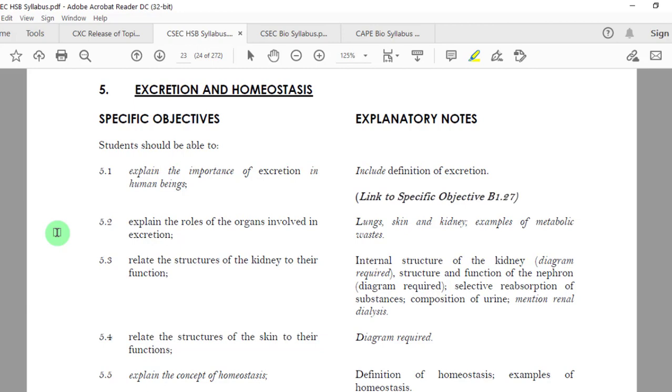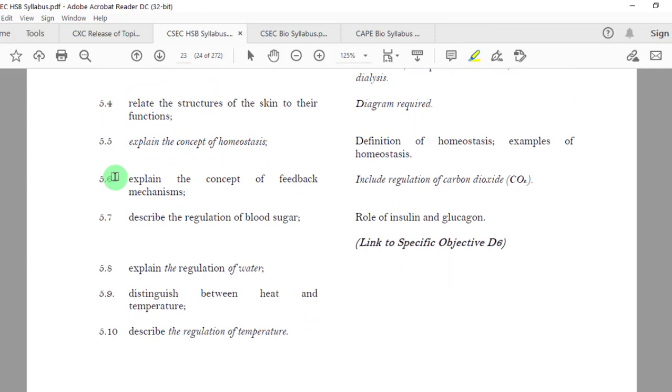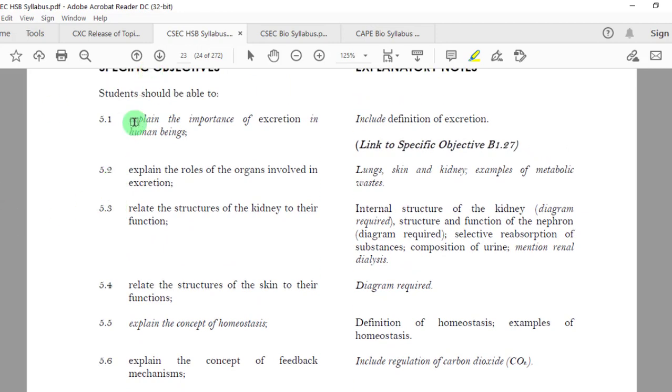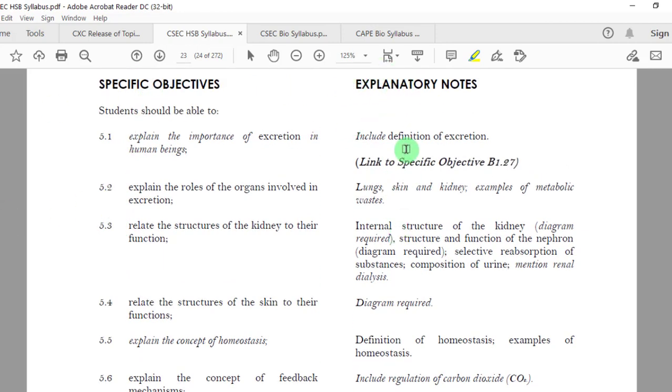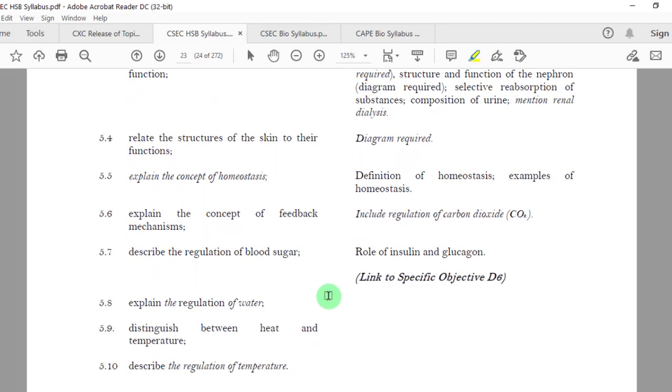So let's first go to the excretion and homeostasis subsection, because that's what it refers to. And it's the one right after subsection 5, excretion and homeostasis. And as we can see here, we have all the objectives that we need to know. So where does this whole chronic lifestyle disease link fall in? Well, you notice, in this column, what you call your explanatory notes, for some of the objectives, you have something called link to specific objective. Alright, the link we are looking for is this guy.